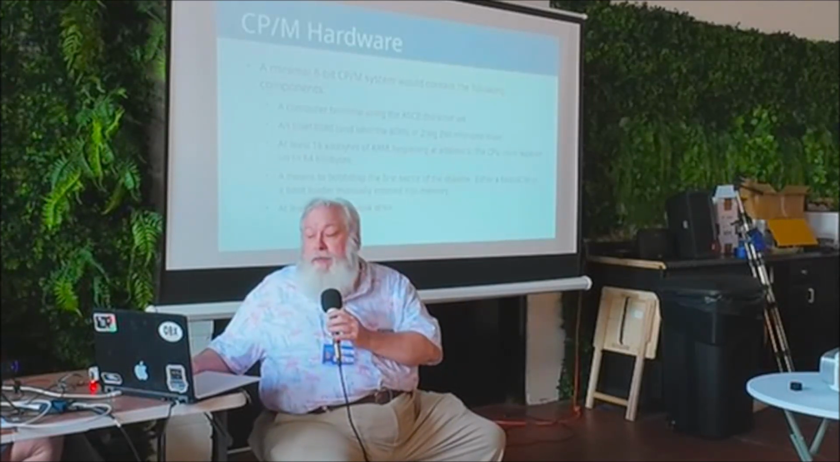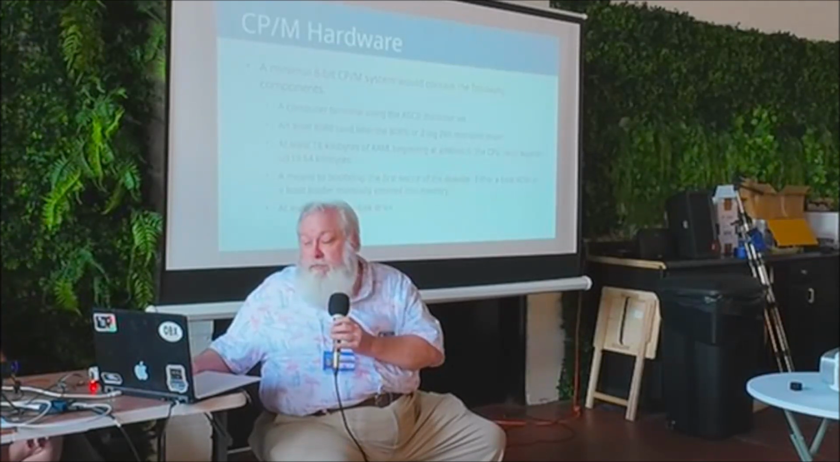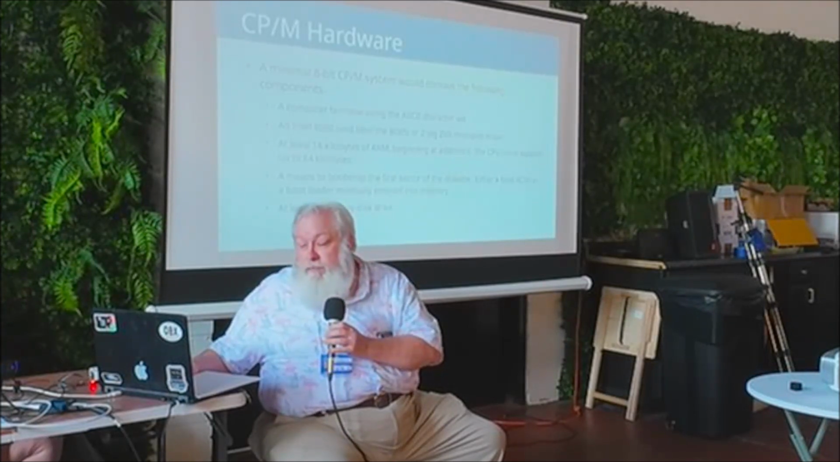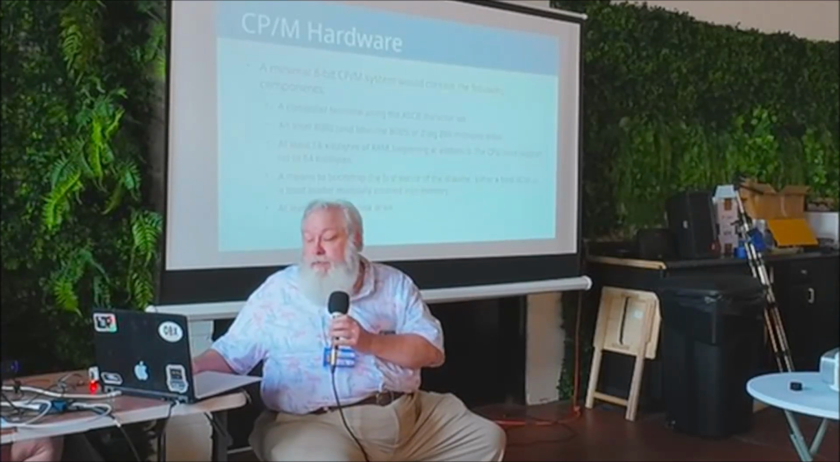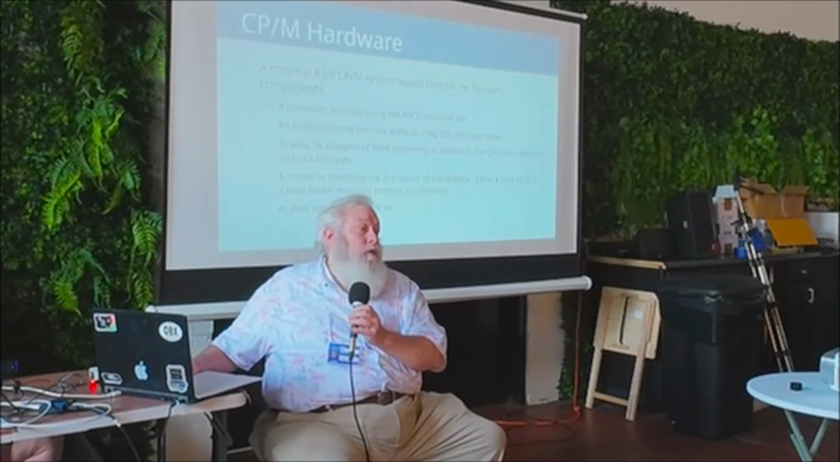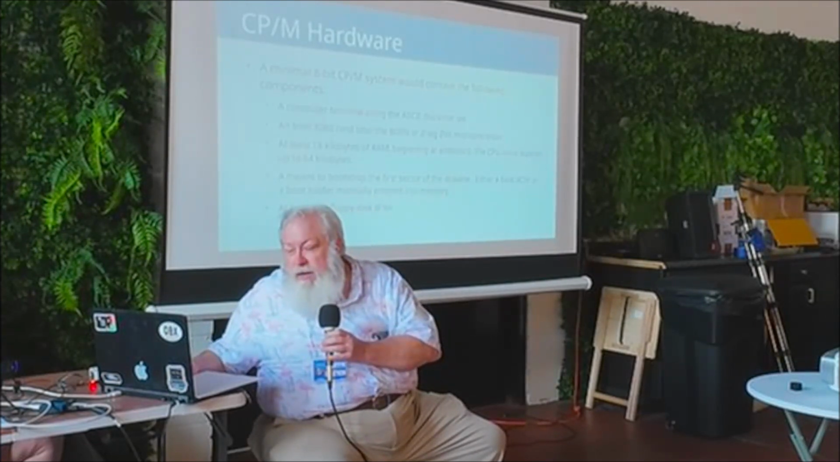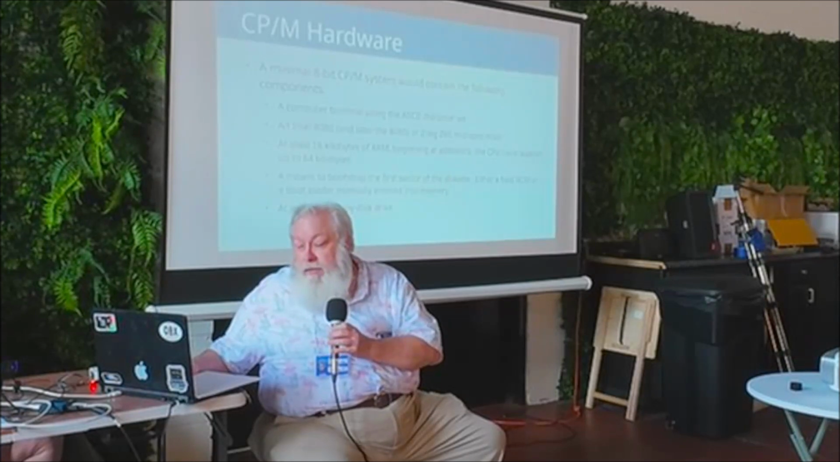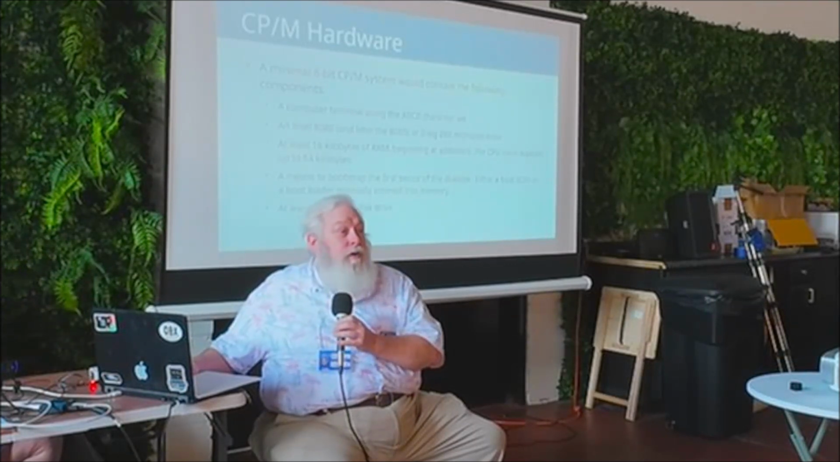A minimum CP/M system would consist of a computer terminal using ASCII characters, an Intel 8080, an 8085, or a Z80, at least 16K of RAM, beginning at address 0, because those processors always start at 0, a means of bootstrapping the first sector of a disk, either a boot ROM or a bootloader manually entered, and at least one floppy drive.